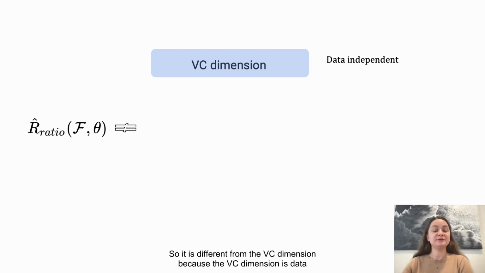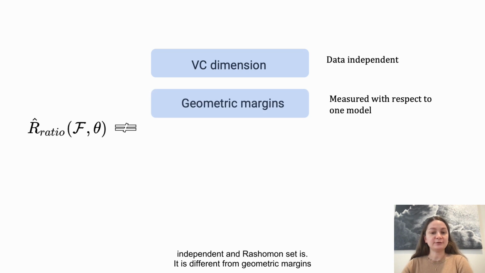As a simplicity measure, the Rashomon ratio is different from other known complexity measures. It is different from VC dimension because VC dimension is data independent and the Rashomon set is not. It is different from geometric margins because geometric margins are measured with respect to one model. Also, we showed that there are cases when you can have a small minimum margin and a large Rashomon set.